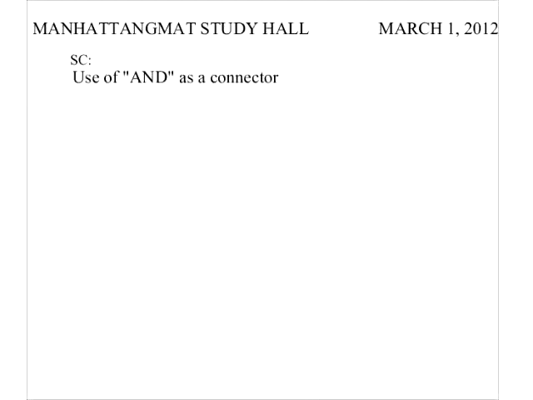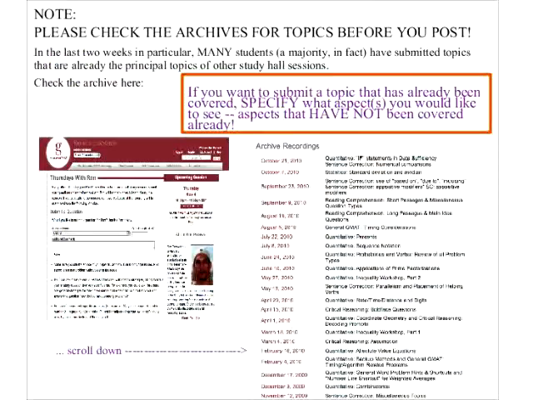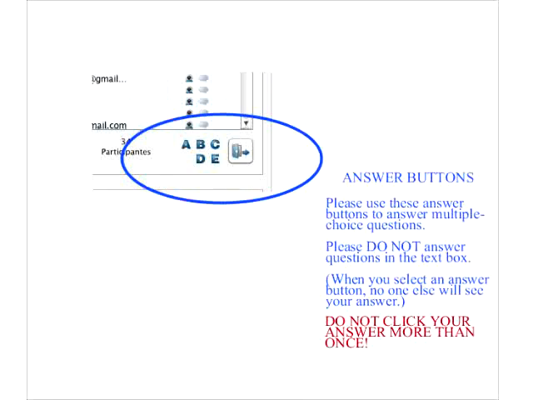Again, if you just got here, the topic of today is the use of the word "and" as a connector in sentences. So what we are going to do is the usual. We're going to look at some examples and so on and so forth. When we do examples, please use answer buttons. The answer buttons are about to appear.